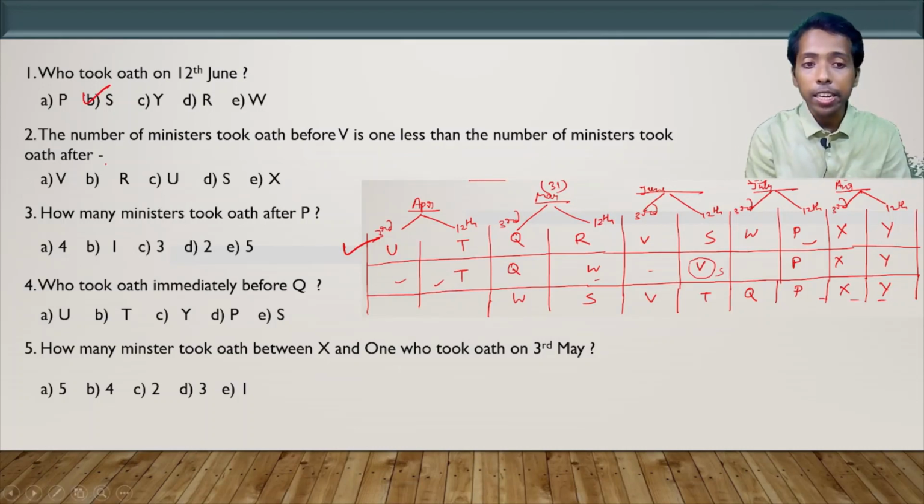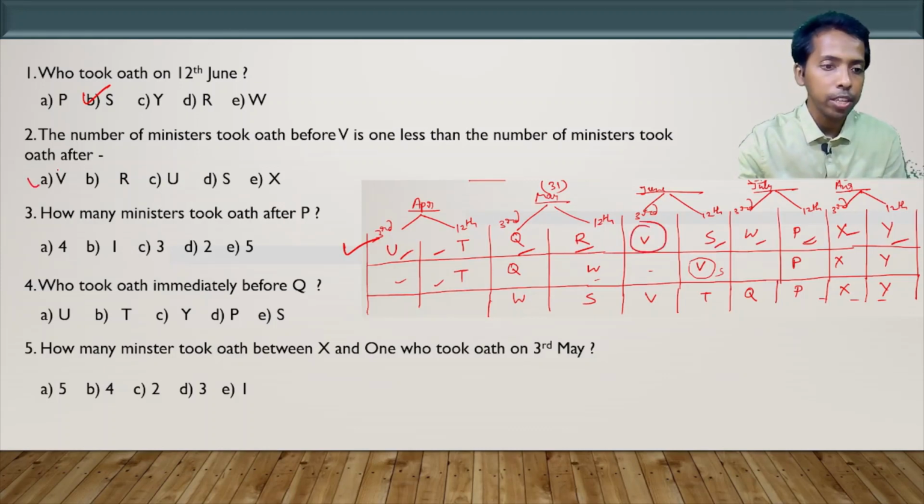The number of ministers took oath before V is 1 less than the number of ministers took oath after. This generally comes in a form that the number of persons born before you is same as the number of persons born after. But here is a little bit tricky. The number of ministers took oath before V is 1 less than the number of ministers took oath after. See, before V, that is 1, 2, 3, 4. So this is 1 less. That means whoever is taking oath after that, 5 persons would be there. Now try to find out 1, 2, 3, 4, 5. Again, B is the answer here.